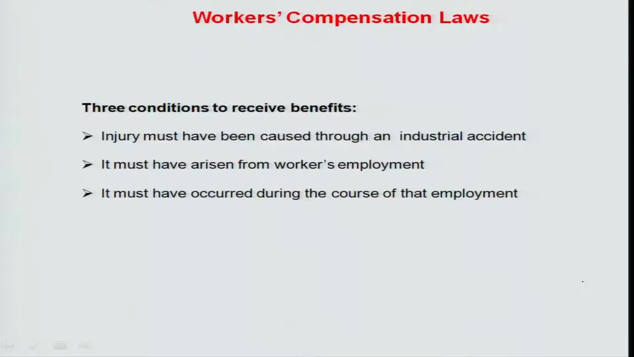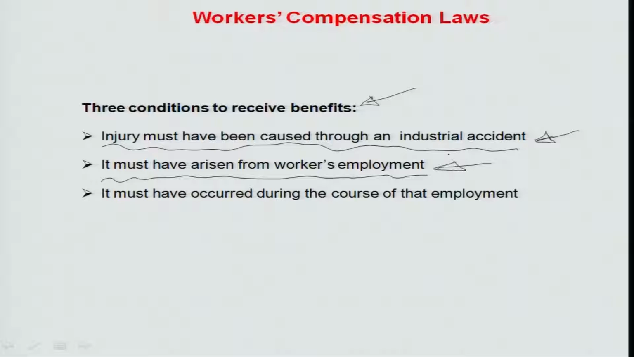So, there are three conditions really to receive benefits which have to be looked upon in great detail by people who are associated with compensating. One is that the injury must have been caused through an industrial accident at the place of work, or even away from the place of work, but because of an industrial accident. It must have arisen from the worker's employment.